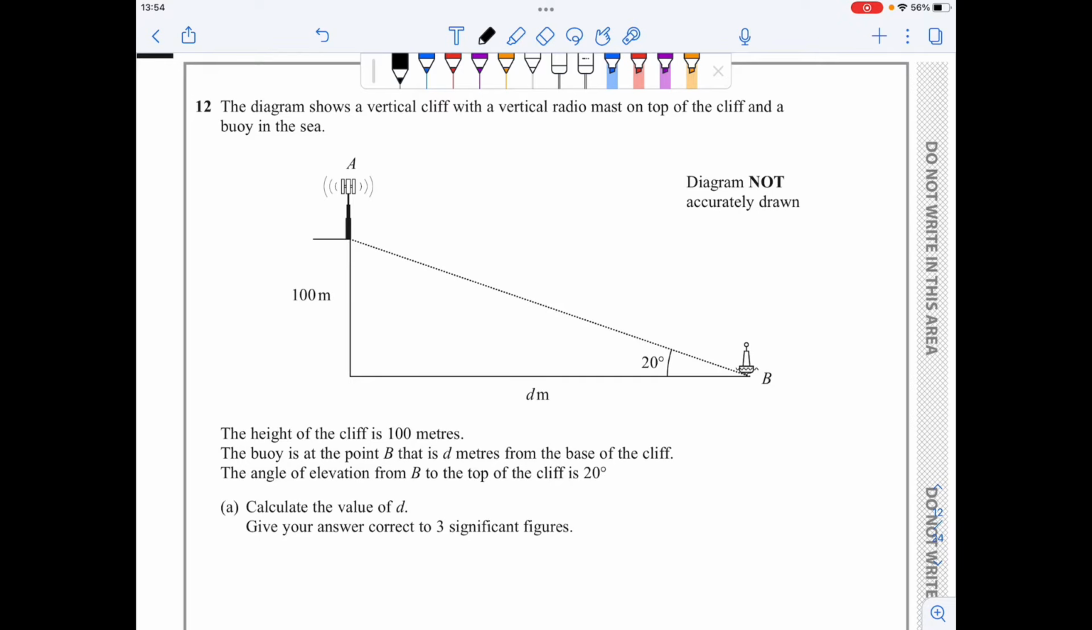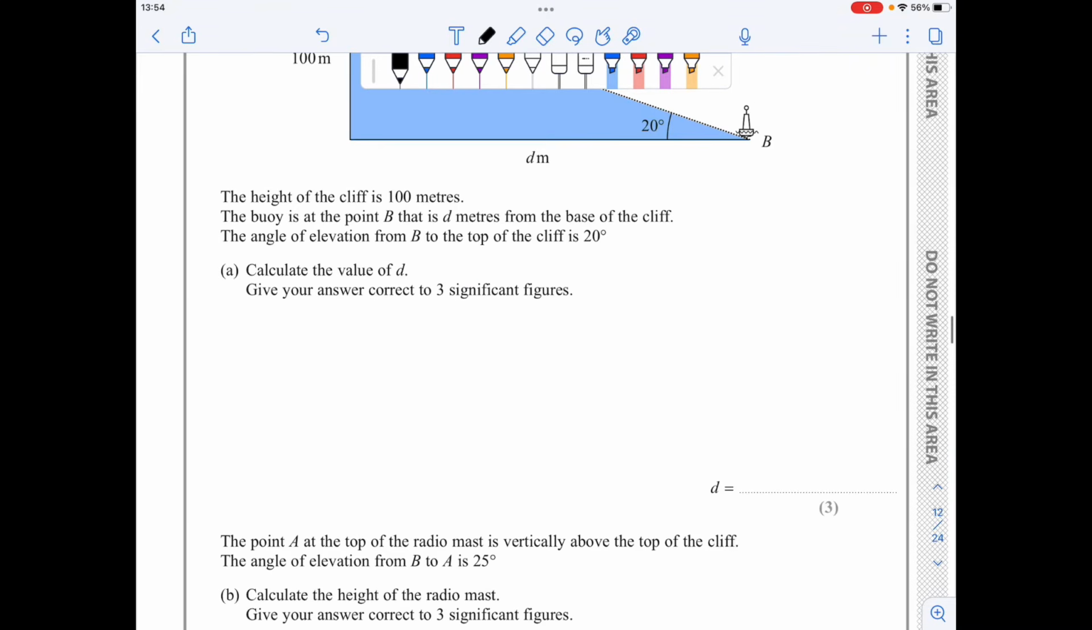In part of question 12, I'm going to use right angle triangle trigonometry because I have this right angle triangle. I know the opposite and the adjacent, so I'm going to use tan. So tan of 20 equals 100 divided by d. So d is equal to 100 over tan of 20. This is 274.74 and so on. To three significant figures, this is 275.